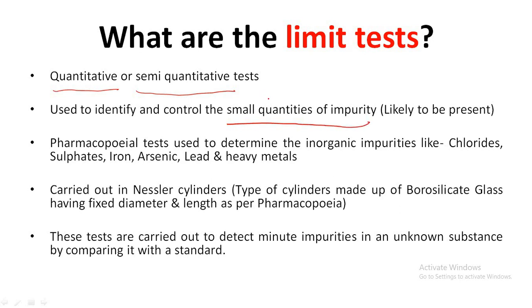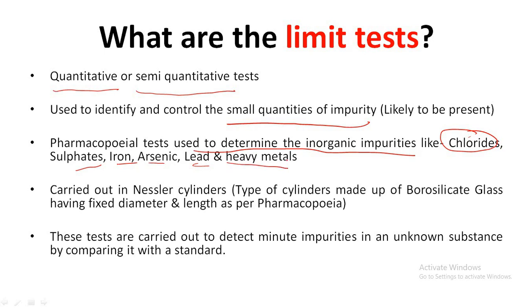Impurities are nothing but the unwanted substances that are likely to be present in the pharmaceutical substances, and they can be of different types like organic impurities, inorganic impurities, and biological impurities. But limit tests have a specific purpose, means they are basically used to determine the inorganic impurities like chlorides, sulfates, iron, arsenic, lead, and other heavy metals like cadmium.